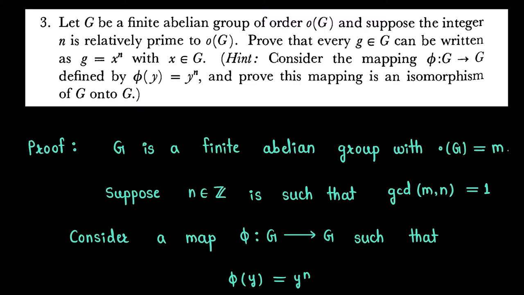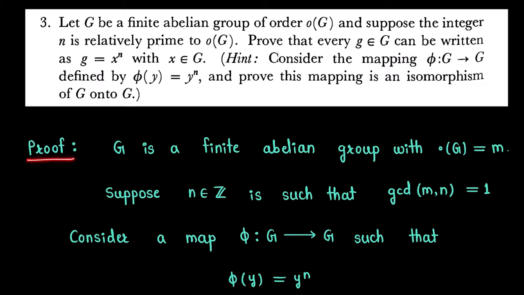Hello friends, in this video I am going to solve an exercise question from the book Topics in Algebra. The question is: let G be a finite abelian group of order |G|, and suppose the integer n is relatively prime to the order of group G. Then we have to prove that every element g in group G can be written as g equals x to the power n with some element x in group G.